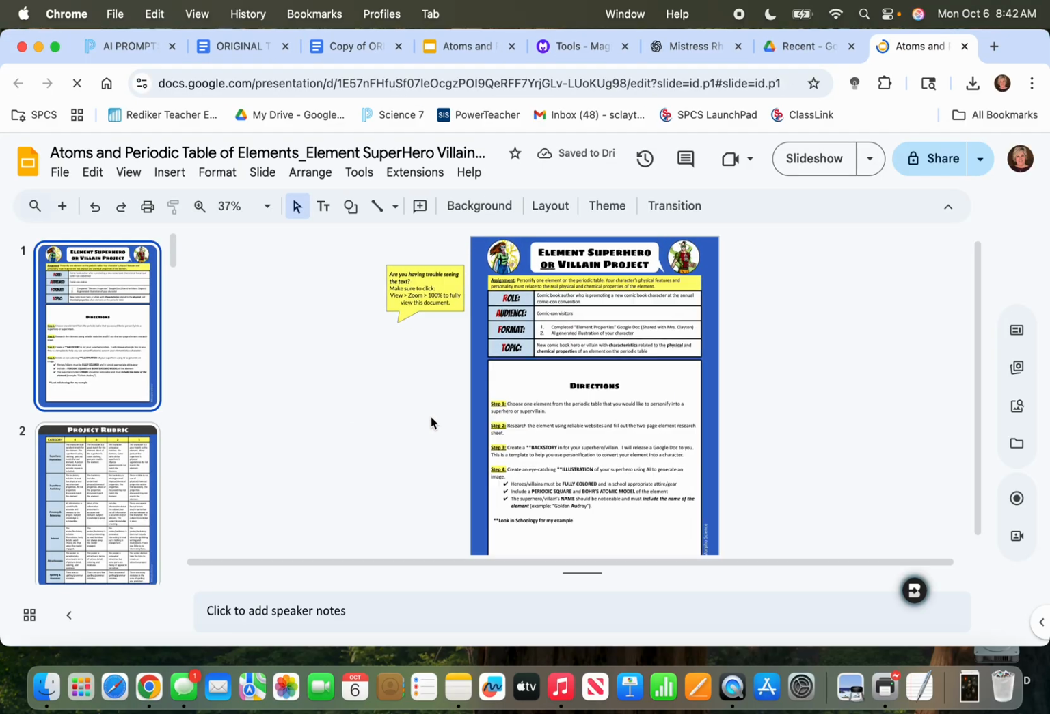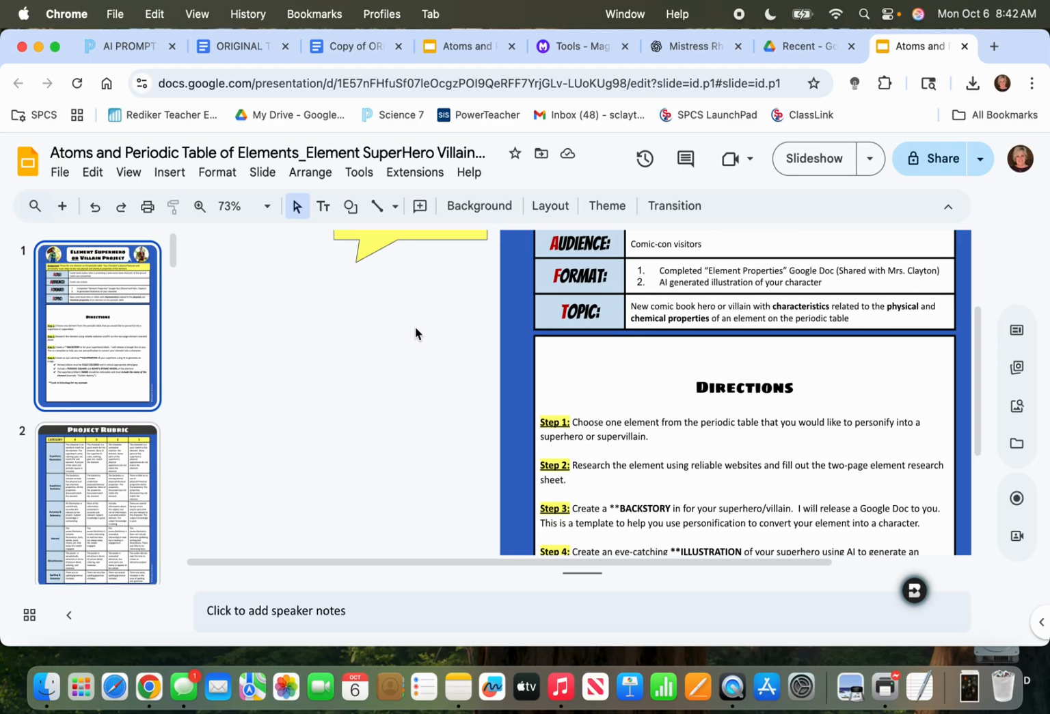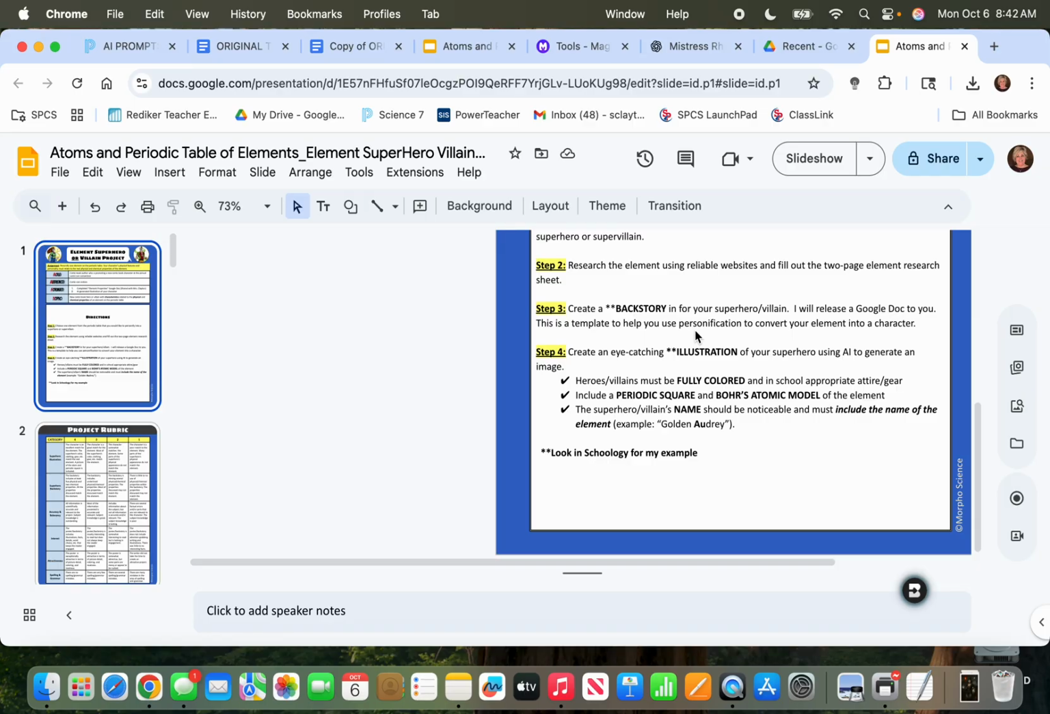For your requirements, we are going to create a background story for your superhero and villain, and then you're going to create an eye-catching illustration of your superhero using AI to generate an image. So your pictures have to be fully colored and in school appropriate attire and gear.